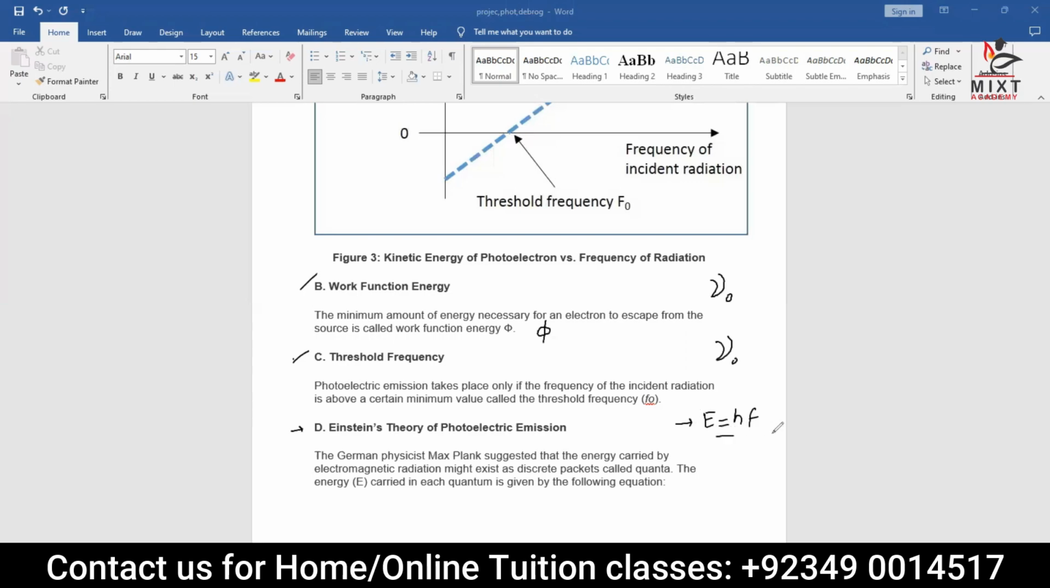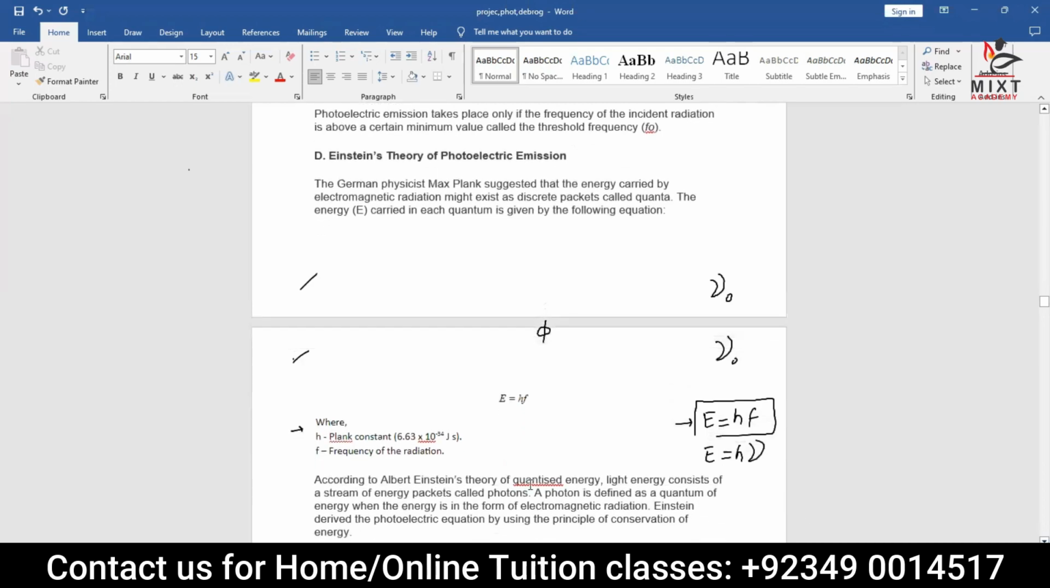E is equal to hf, or E is equal to h mu. Mu means f. Now this is all what you know. h is equal to Planck's constant. The value is 6.63 into 10 raised to the power minus 34 joule second. And f is the frequency of the radiation.